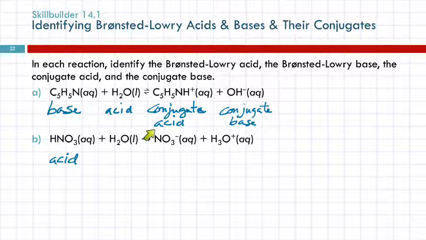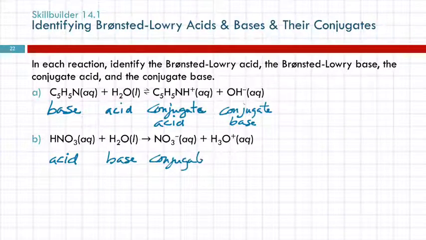This has a hydrogen, this doesn't. That tells me that this lost its hydrogen. It donated a proton. So this is the acid. Where did the proton go? It went to this one. So H2O became H3O plus. So this is the base. The conjugates are always on the product side. So this is the conjugate base. And this is the conjugate acid. Any questions?